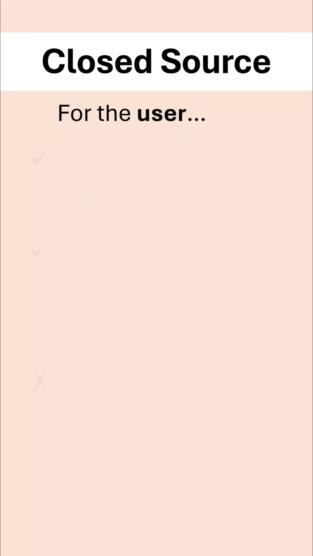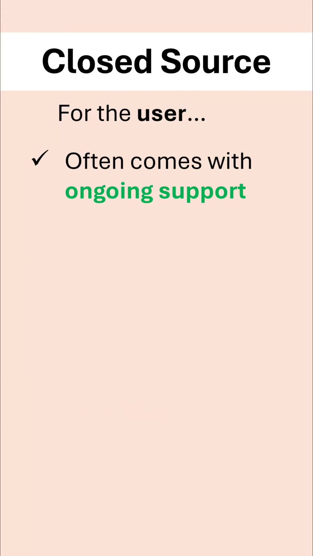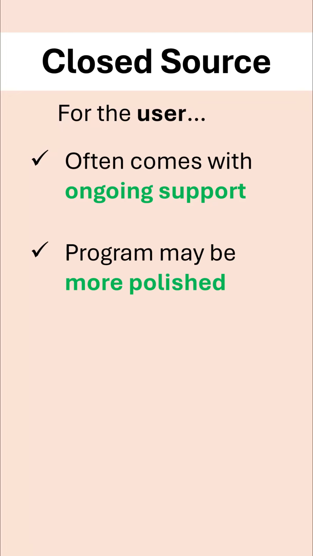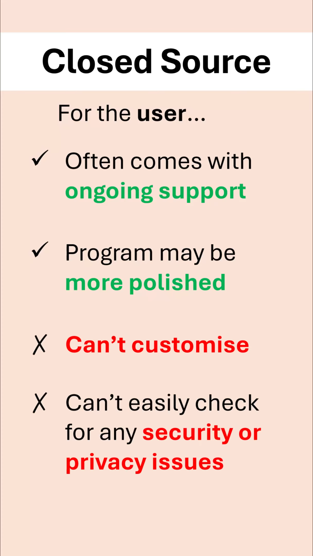For the user, the benefits of closed source often involve ongoing maintenance, ongoing support. The developer might be more involved in putting out updates to their programs. The program might be a little bit more polished, especially if you are paying for it. However, you can't customize it in any way, and you also can't really check what's under the hood. You can't look for any potential issues like you could with open source.